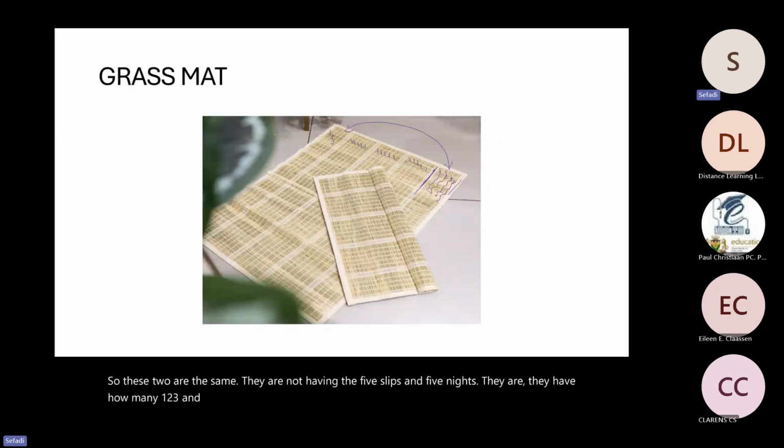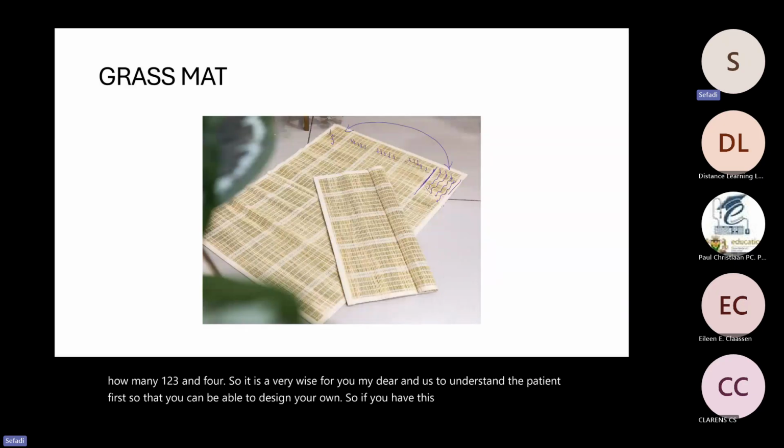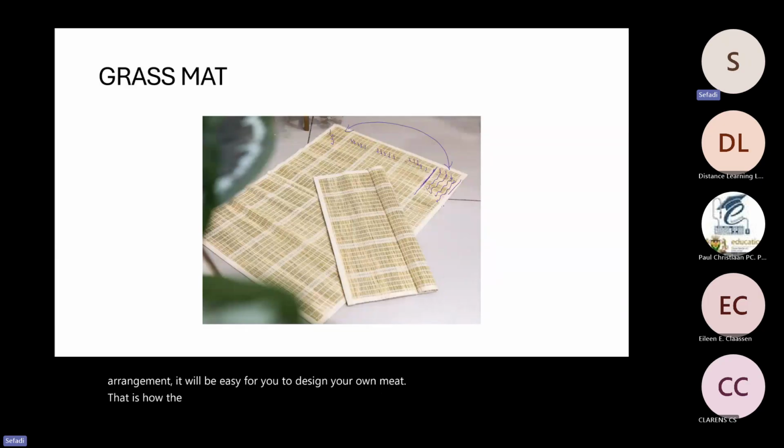So it is very wise for you, my dear learners, to understand the pattern first, so that you can be able to design your own. If you have this pattern, you got this arrangement, it will be easy for you to design your own mat. That is how geometric patterns help us in real life. You can design your own mat, or your own tablecloth, or anything. But remember, you are using your geometric pattern skills.